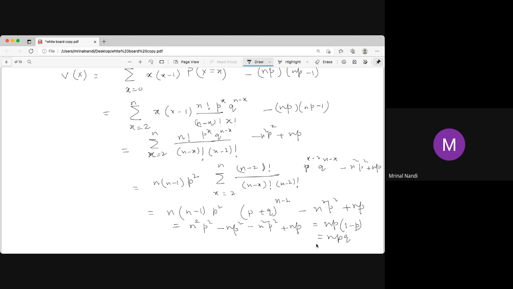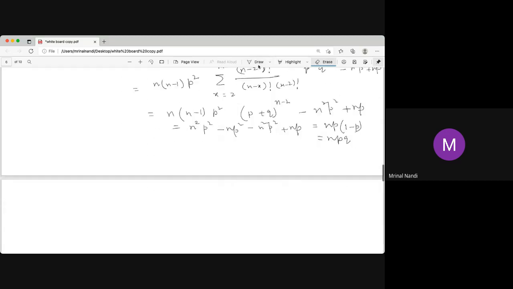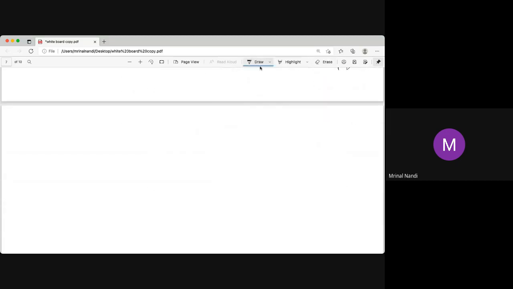The binomial random variable has variance npq, and the Bernoulli is nothing but binomial with n equal to 1. You put n equal to 1, you get the Bernoulli random variable. So Bernoulli is a special case of the binomial random variable. So this is a very important distribution. There is another distribution.